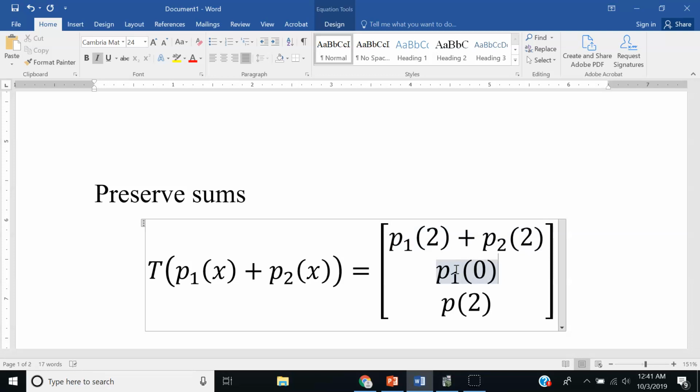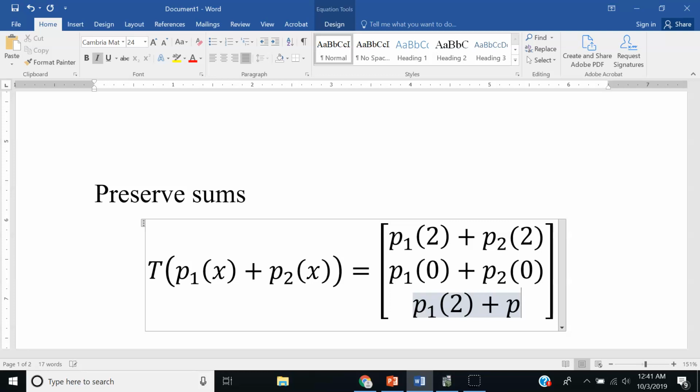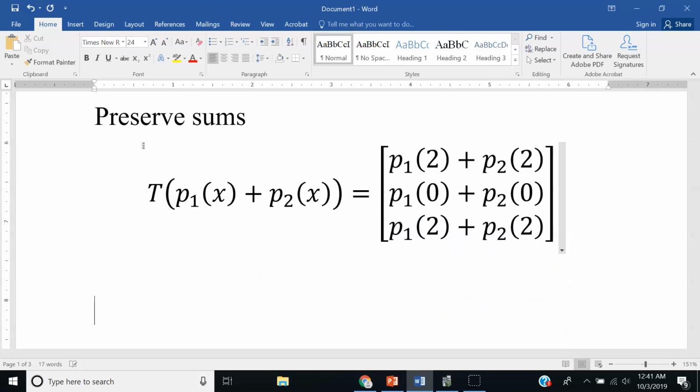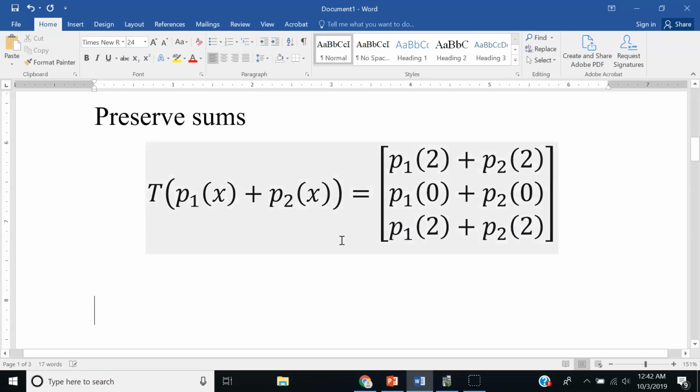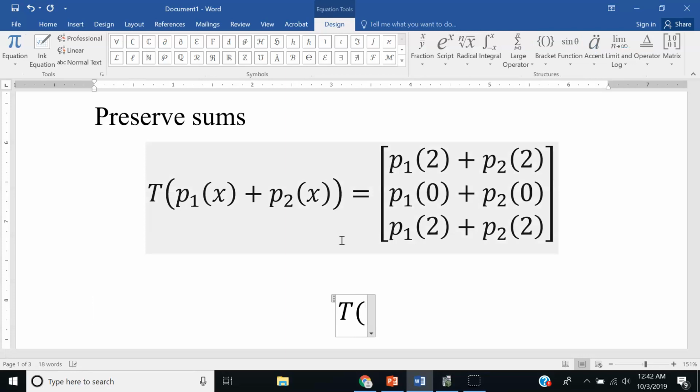Plug in 1, plug into the other, both 0. And then again, we plug in 2, plug in 2, and there we go. Now it's pretty easy to see that this is going to be the same thing as what we get when we take a polynomial, transform it, and then add the other polynomial transformed.